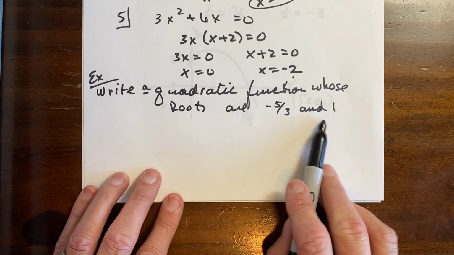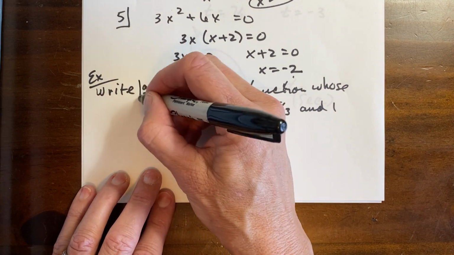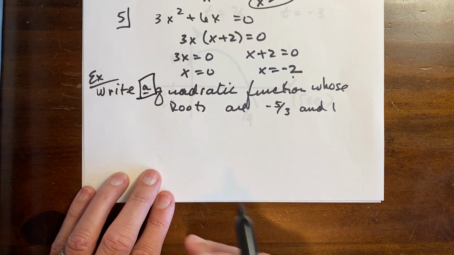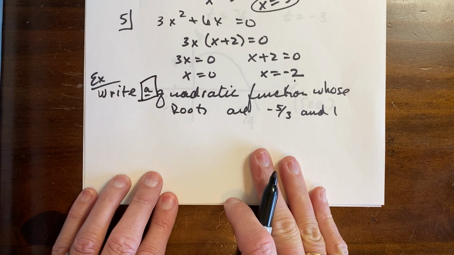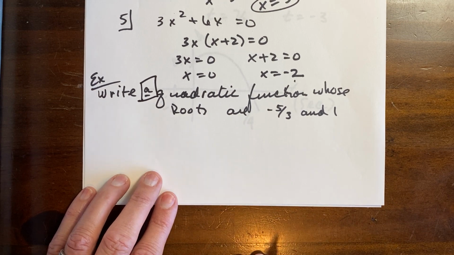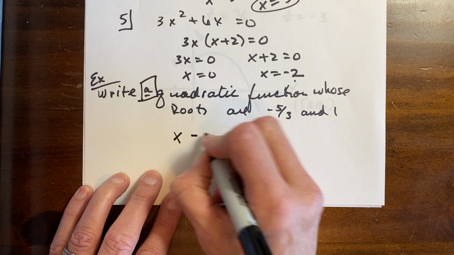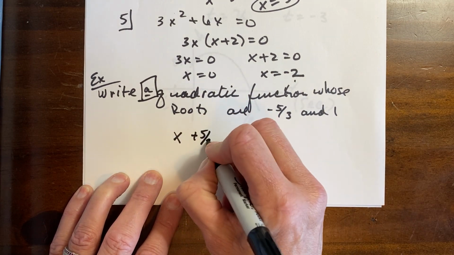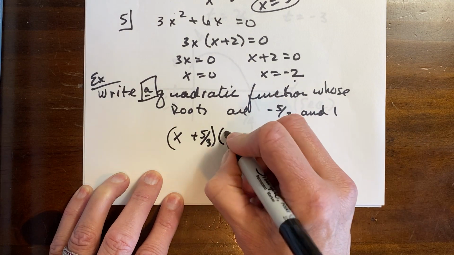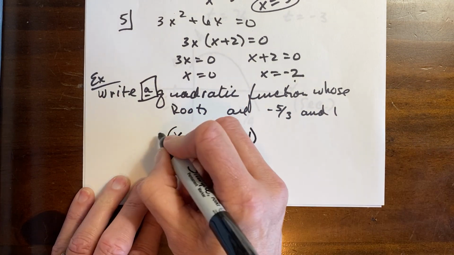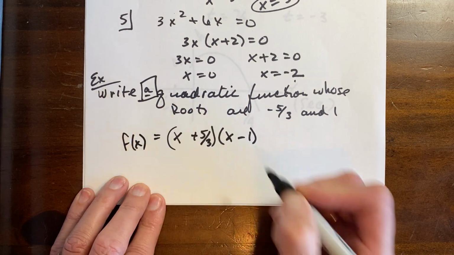I've been given two roots. I want some quadratic equation. Write a quadratic function. We know that there's a possibility of a lead coefficient. I'm going to assume that mine is 1. So I'm going to say x minus the first root and x minus the second root. This is my quadratic function.